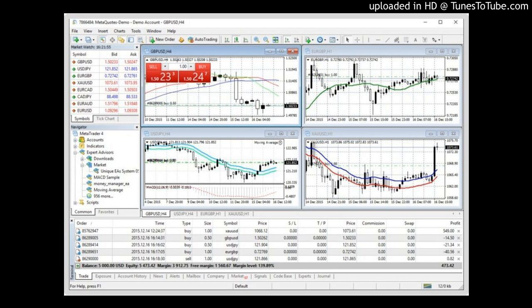Then we have the spinning tops. The spinning tops are little candles with very small real bodies, and the upper and lower shadows are very small, almost equal. Let me see if I can find a bunch of them. Okay, these are spinning tops, but it did nothing.